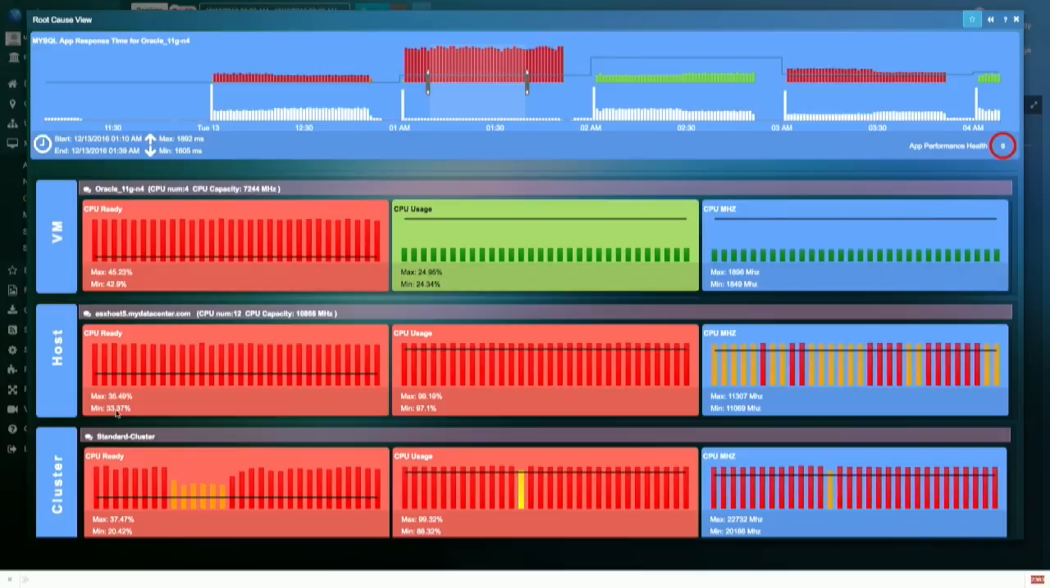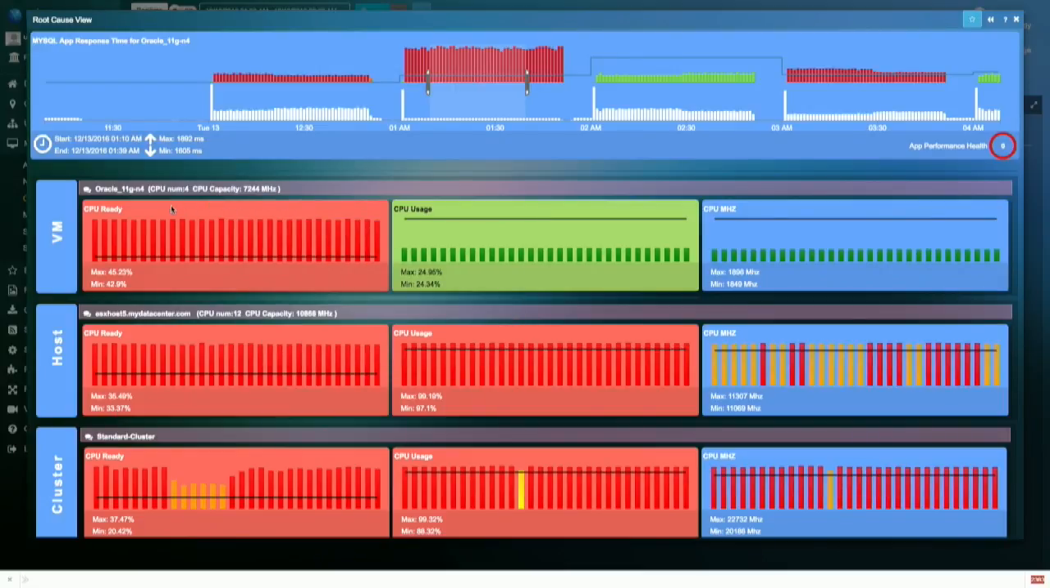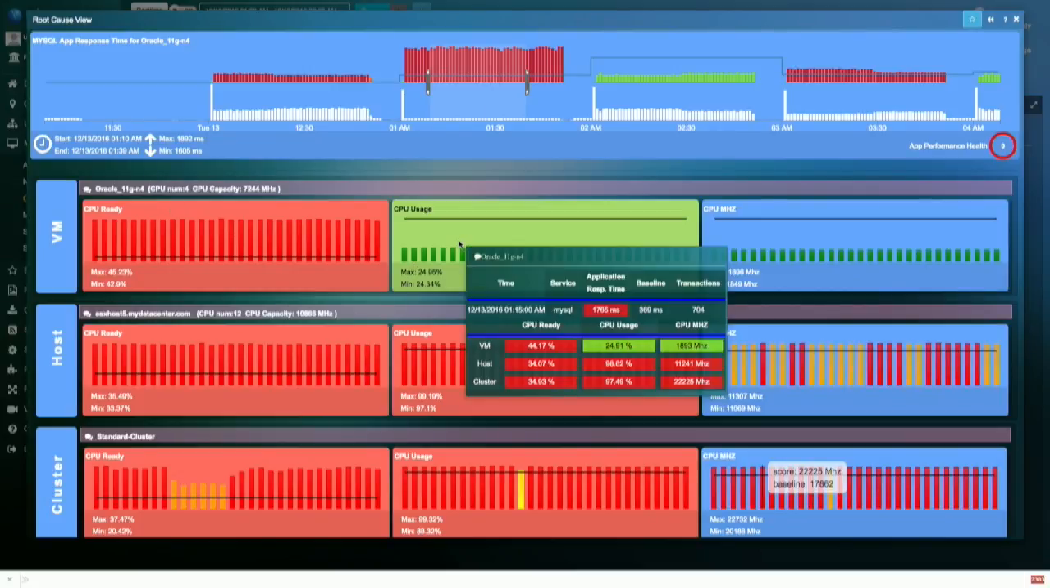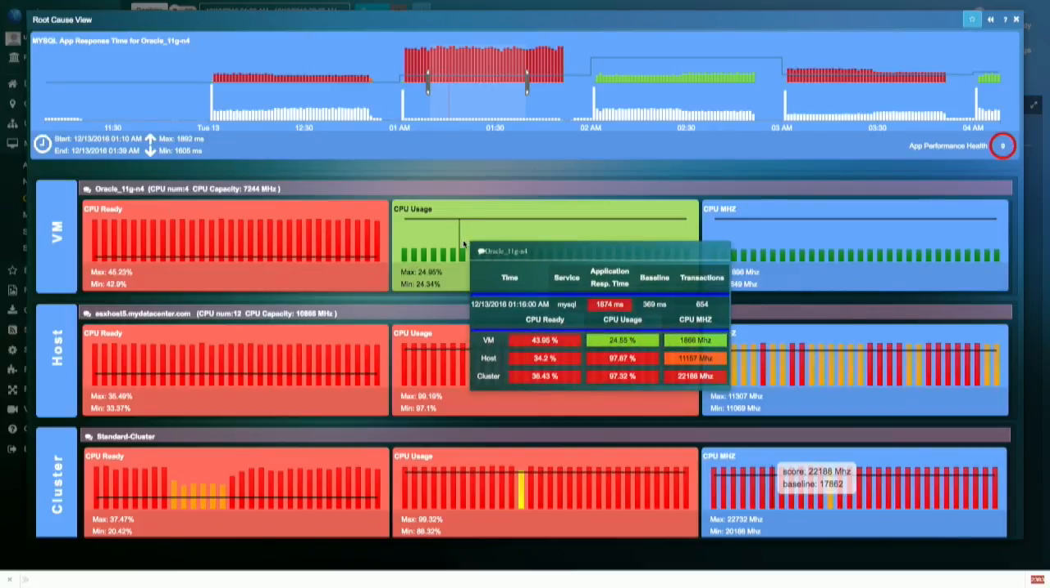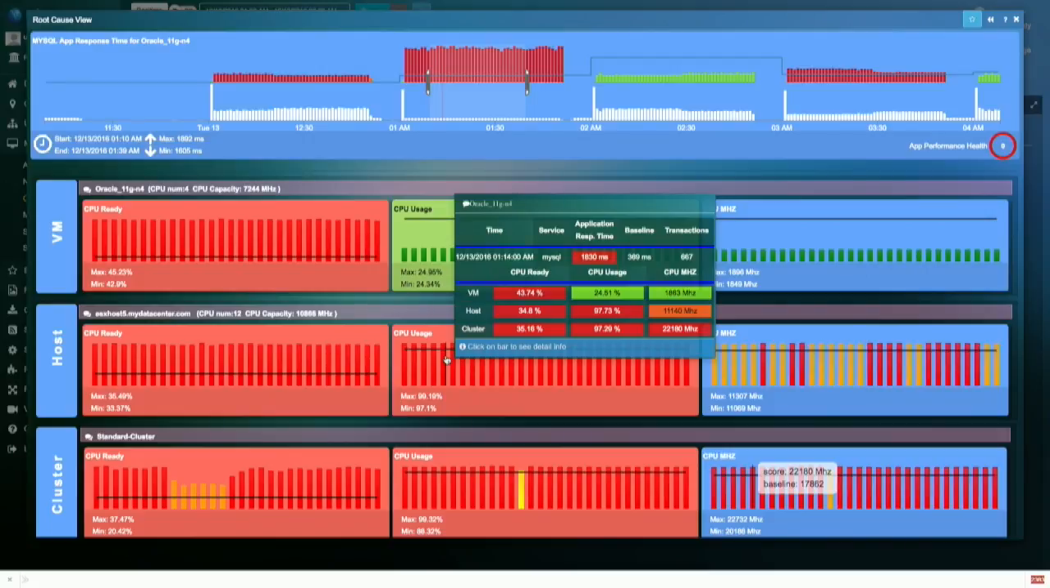In this case, the CPU ready is very long across all 3 layers. And also on the VM level, the CPU usage is not high at all. Then what's going wrong? That drags your attention to the host CPU usage level. As you can see, on the host level, the CPU usage is approaching the limit.